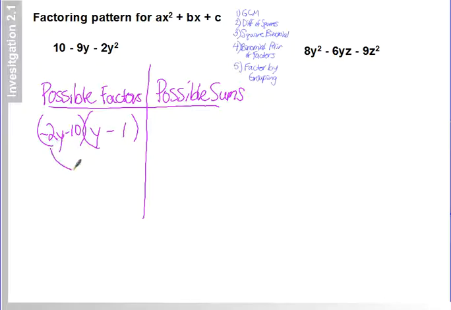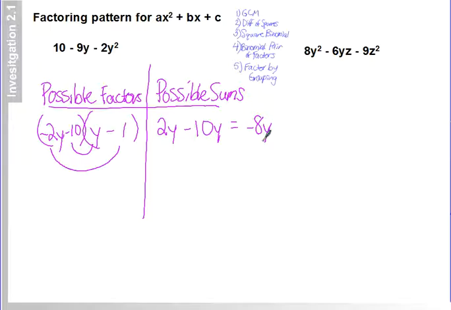So we have negative 2y times negative 1. What does that give us? Positive 2y. And then what does negative 10 times y give us? Negative 10y, okay? What does that give us total? What's our sum here? Negative 8y. Is that what we needed? Not quite. Okay, we're going to have to try another one.